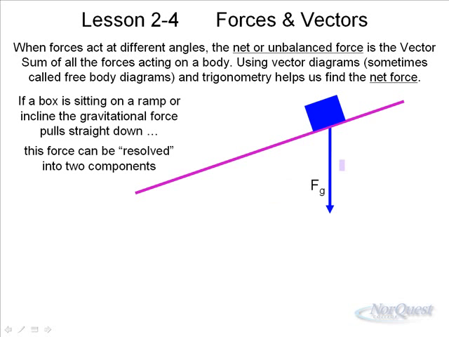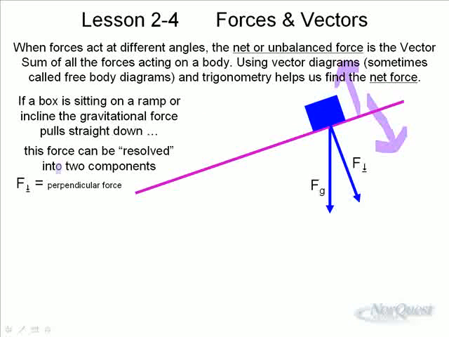But this gravitational force can be resolved into two components. The perpendicular force is the box pushing down on the ramp itself. What the ramp does, of course, Newton's third law says the ramp pushes back up with an equal and opposite force. But we call that force of the box pushing down on the ramp the perpendicular component of gravity, or sometimes just called the perpendicular force.